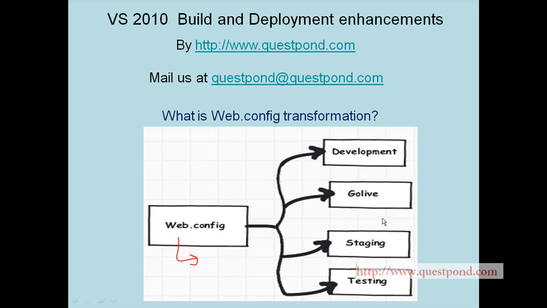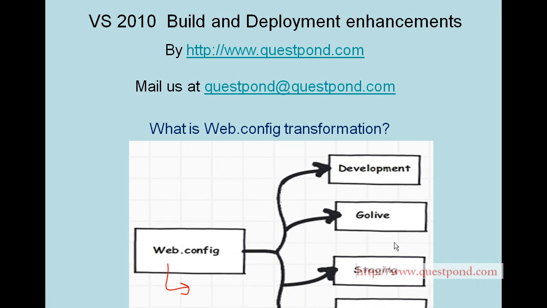To minimize these issues, there's one more feature provided by VS2010 and ASP.NET 4.0, which is called Web.config transformation. By using Web.config transformation, you can create a default Web.config file with some default values, and later create new Web.config files from the default one, and override, add, or include new values as per your environment. So you can have different Web.config files with some base values, and then override them as per your environment.